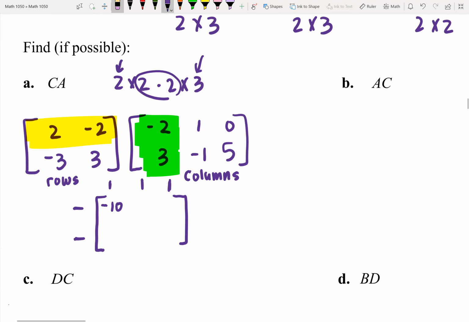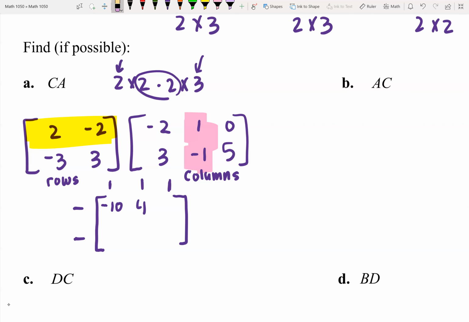So my first number that I'm going to put right here is -10. Once you do that, you change columns. Now I'm looking here, but I do exactly the same thing. The guy on the right comes down. So I go 2 times 1 is 2, and -2 times -1 is 2. 2 plus 2 is 4. And the place that I put that is right here in the center.